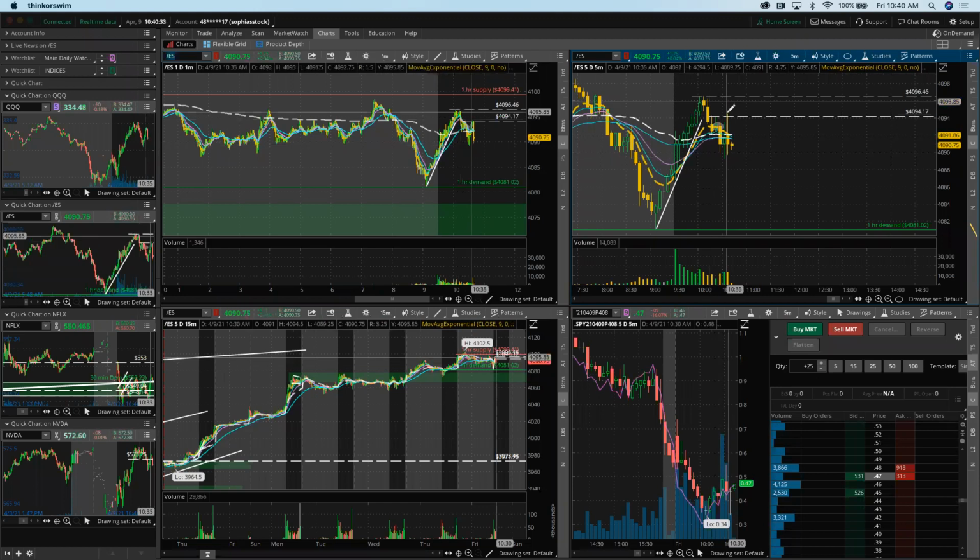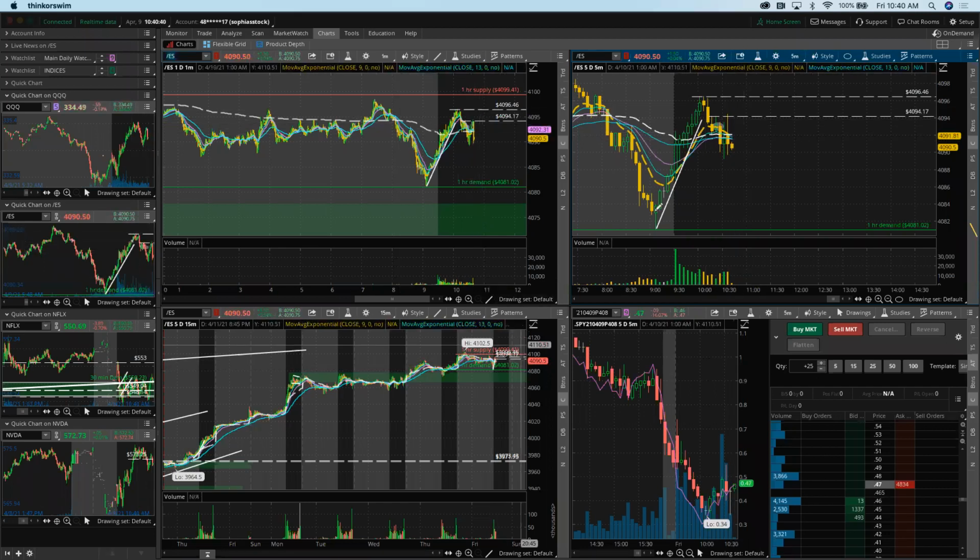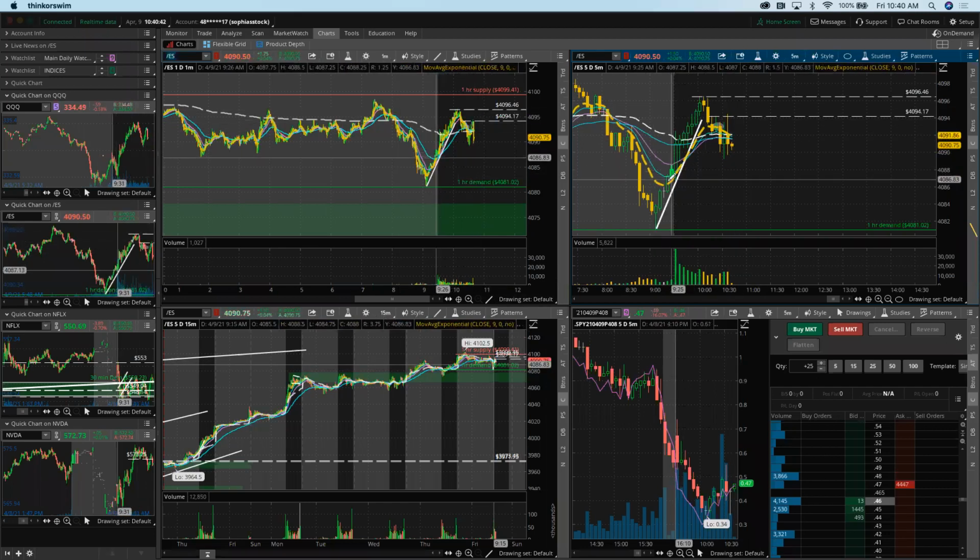That's a confirmed entry. That's not speculative or anything. That's exactly it. And it's a lower high, guys. It never reached the top. Lower high, so we can see some more downside move. My profit is right about here.